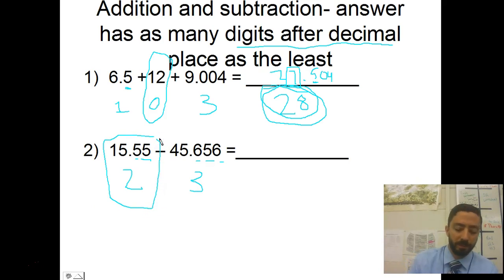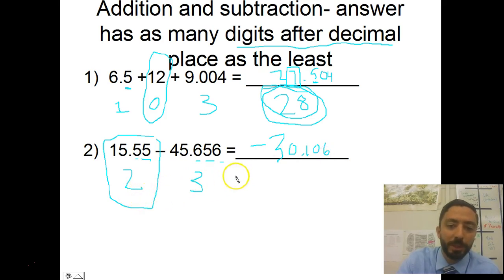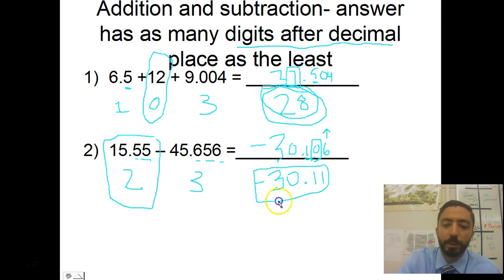So 15.55 minus 45.656 equals negative 30.106. Remember, I'm supposed to have 2 digits after the decimal, so I'm going to keep the 1. I want to look at the 0. The 0 is going to be rounded up because I've got a 6 after it, so this becomes negative 30.11 as my final answer, and we drop that last digit because we're not allowed to have it.